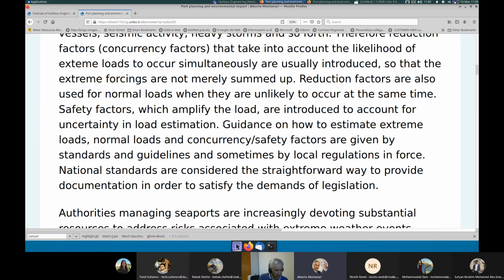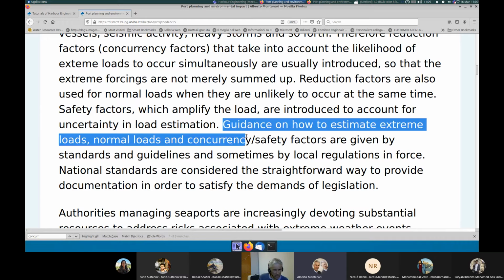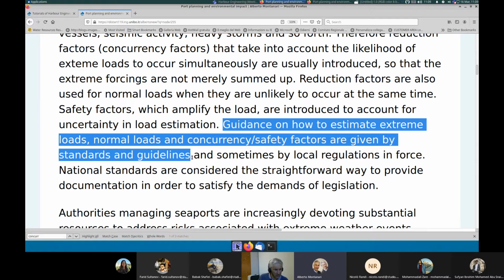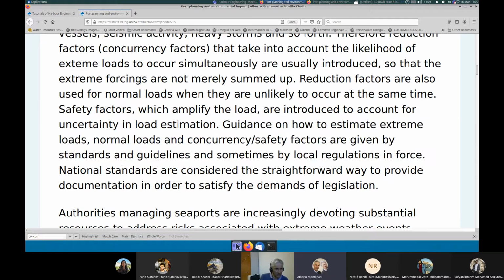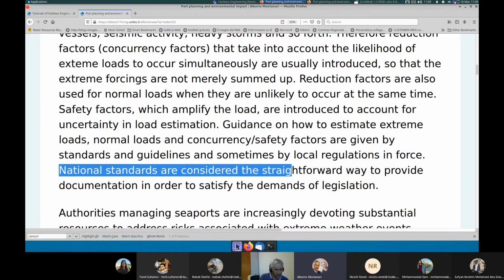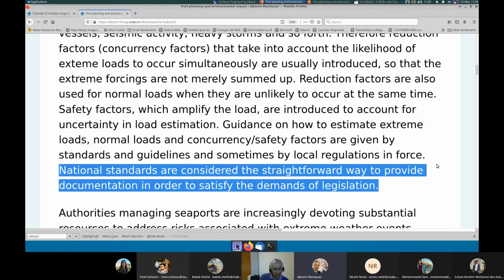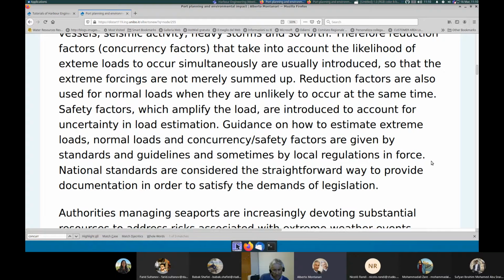So I think here, guidance on how to estimate extreme loads, normal loads, and concurrency safety factors are given by standards and guidelines and sometimes by local regulation in force. National standards are considered the straightforward way. And again, if you look at the Spanish standard and the Ports Designer Handbook, you find some guidance on that. I didn't go into details because it's very local, very regional. I hope I answered your question.